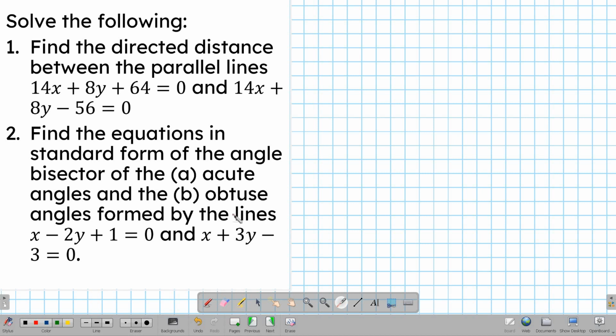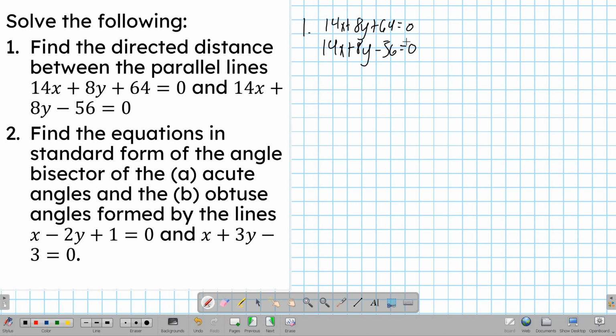So now let's solve some problems regarding directed distance between a point and a line. Hindi na lang siya just finding directed distance, but let's solve some problems related to that. So first, in number 1, we're asked to find the directed distance between the parallel lines 14x plus 8y plus 64 equals 0 and 14x plus 8y minus 56 equals 0.